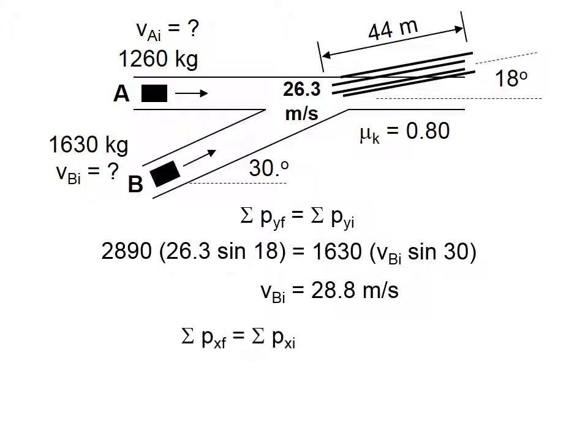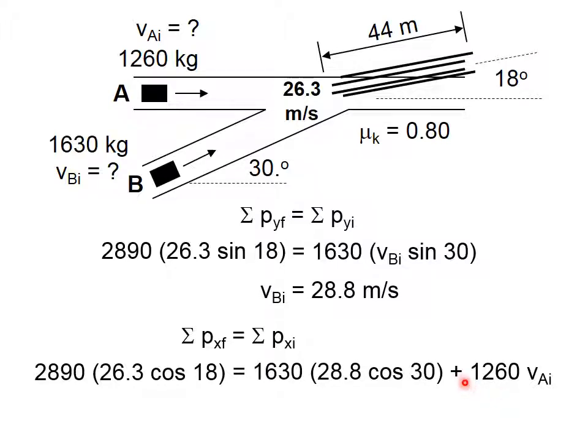Let's tackle the x momentum. The x momentum at the end will be the combined mass of A and B times the x component of velocity, which will be 2890 times 26.3 times the cosine of 18. That's the x component of velocity. Initially, here on the far right, the mass of car A times its velocity, which is entirely in the x direction, but car B also had some x momentum at the beginning, equal to its mass times its x component of velocity. Everything is known in this equation except the velocity of car A, which we find to be that.